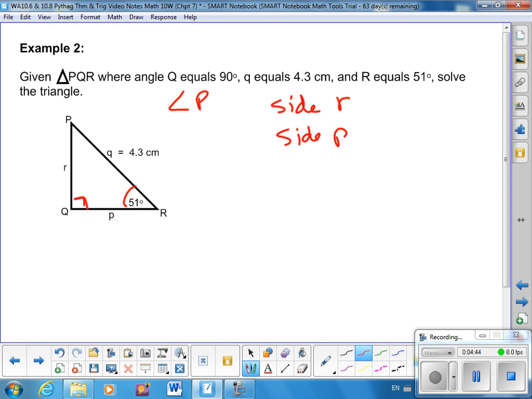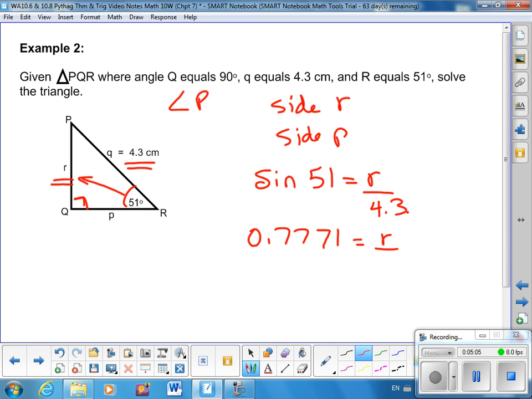Okay, so I have an angle 51 degrees. I want to find side R. Side R is the opposite, and I have the hypotenuse. So I know that I'm going to be using sine. Sine of 51 because I am looking for the opposite and I have the hypotenuse. 0.7771 equals r over 4.3. So r is approximately 3.34 centimeters.